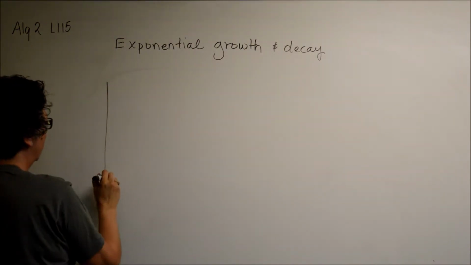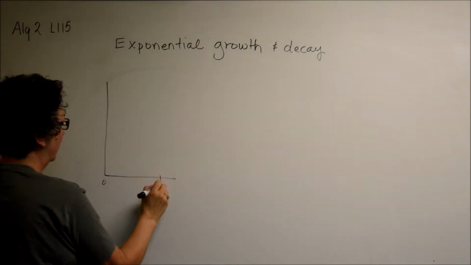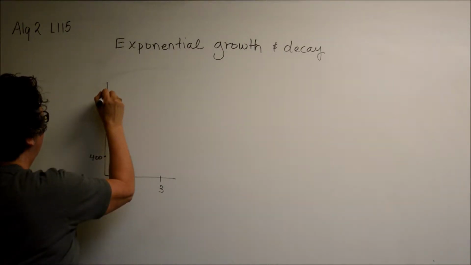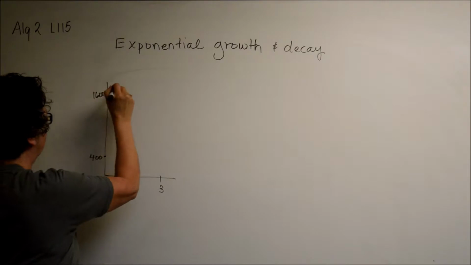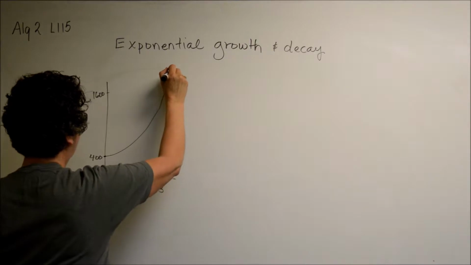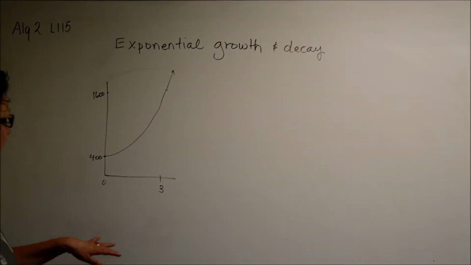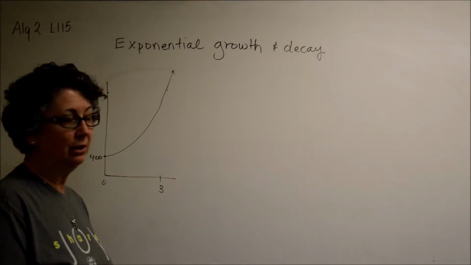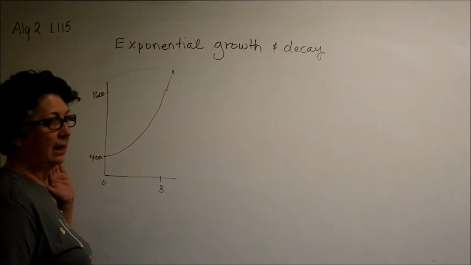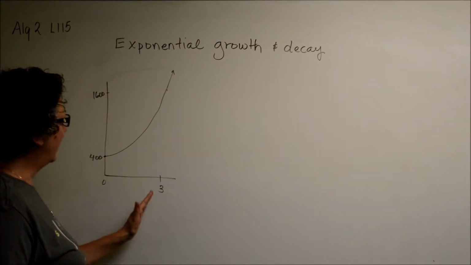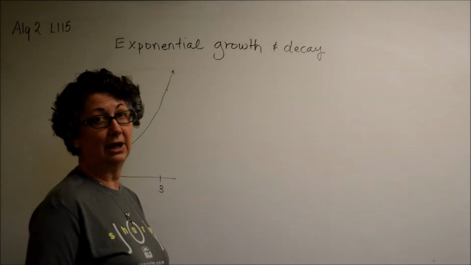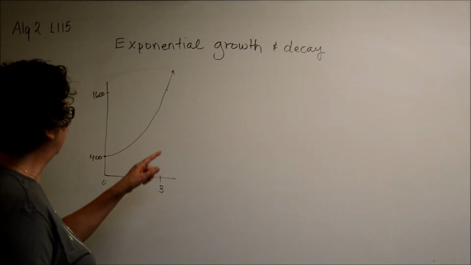So here's my chart that shows my rabbits. I started out at 400, and 3 years later, right here, I ended up at 1,600. And the question is, how many rabbits do I have after 10 years? So the data that I've been given here, the 400 at the beginning and the 1600 at 3 years later, will allow me to calculate the rate of growth, exponential growth.